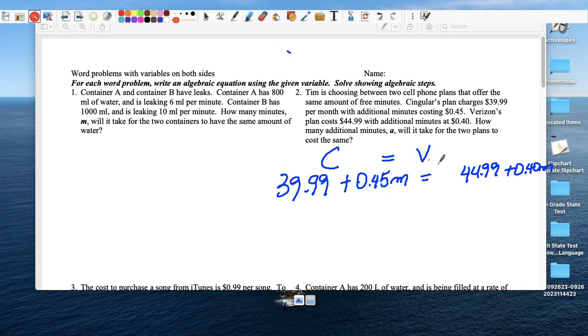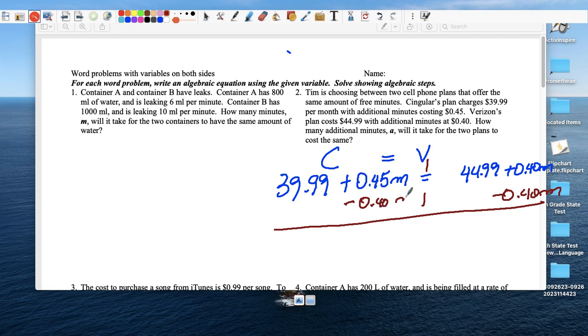Well, same idea. We have 0.45 and 0.40, so we're going to get rid of the small one. The smaller coefficient is this guy. So minus 0.40m, and I'm going to subtract 0.40m here. Those two go away. On one side, I'm left with 44.99, and on this side I'm left with 0.05m, right? And then, sorry, I forgot the 39.99.